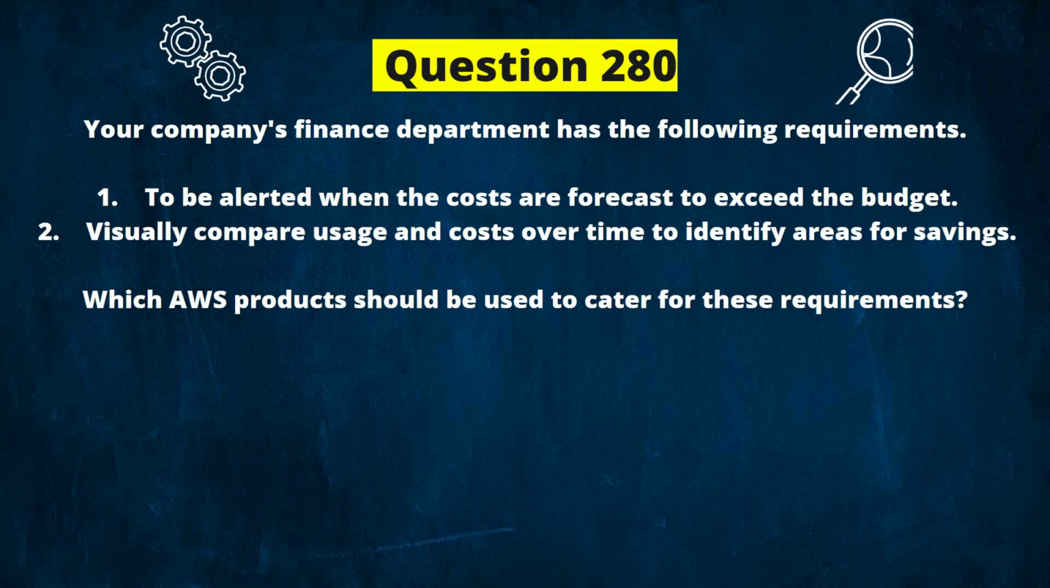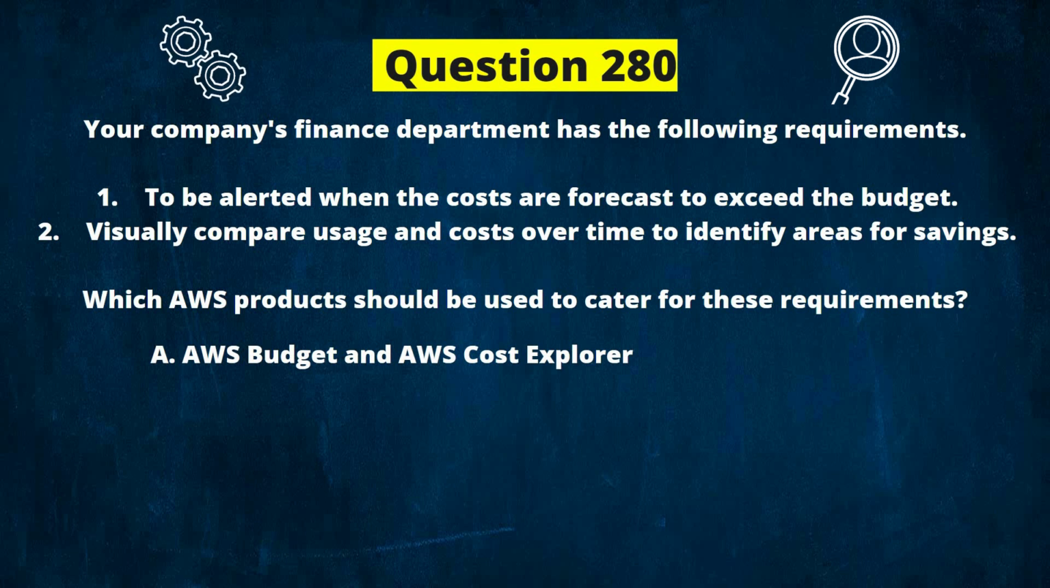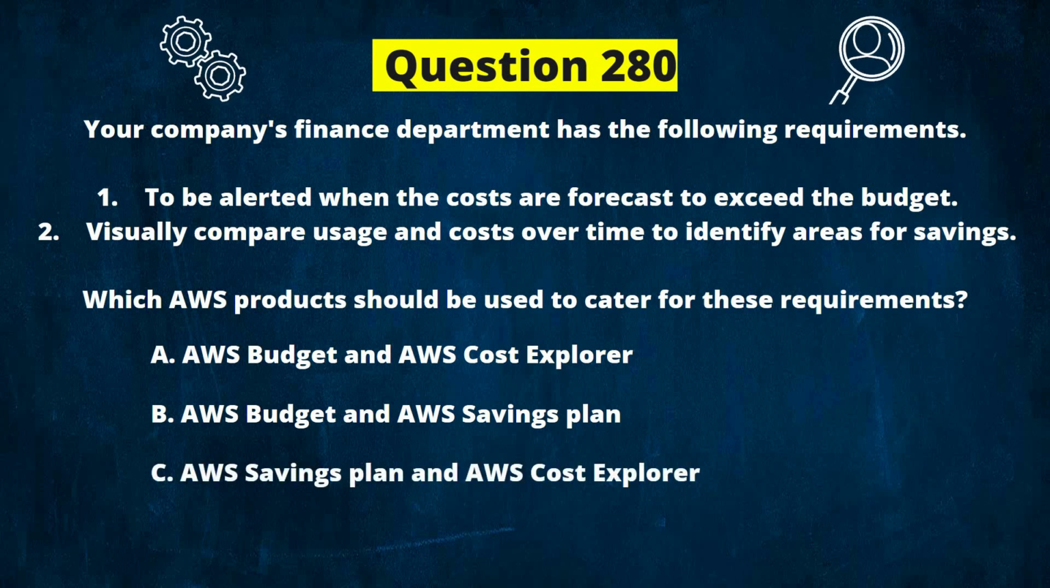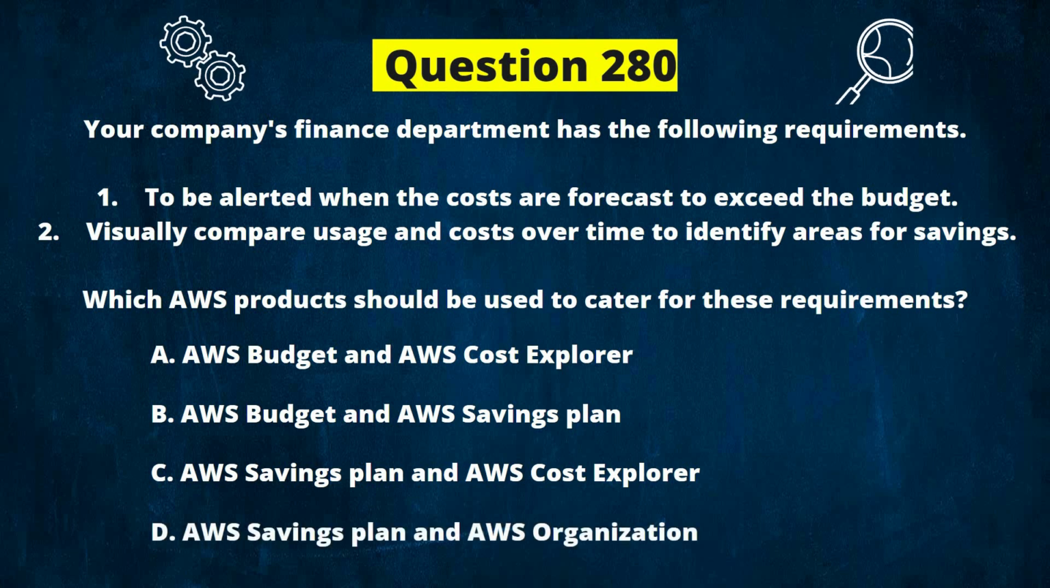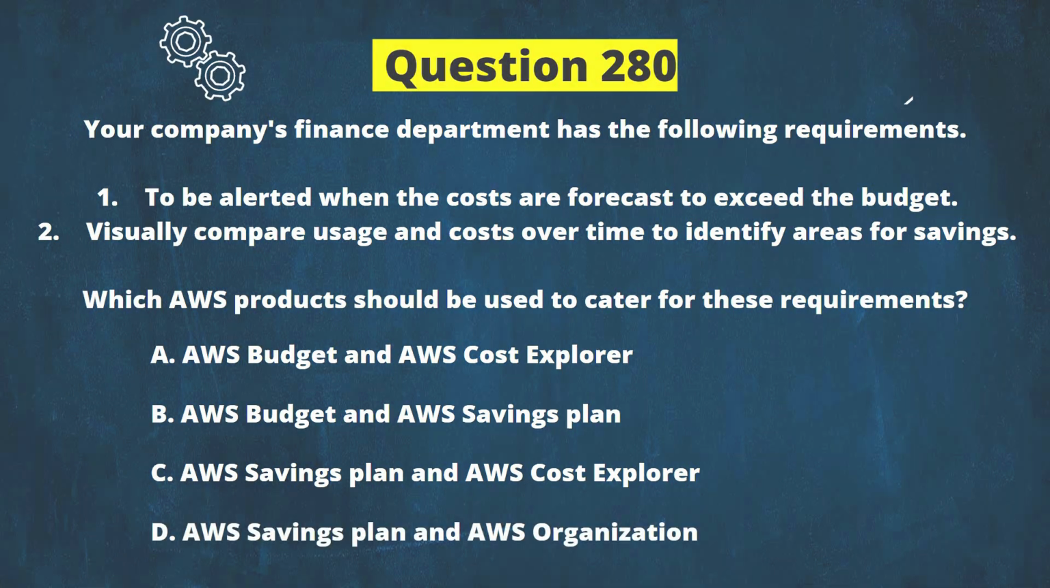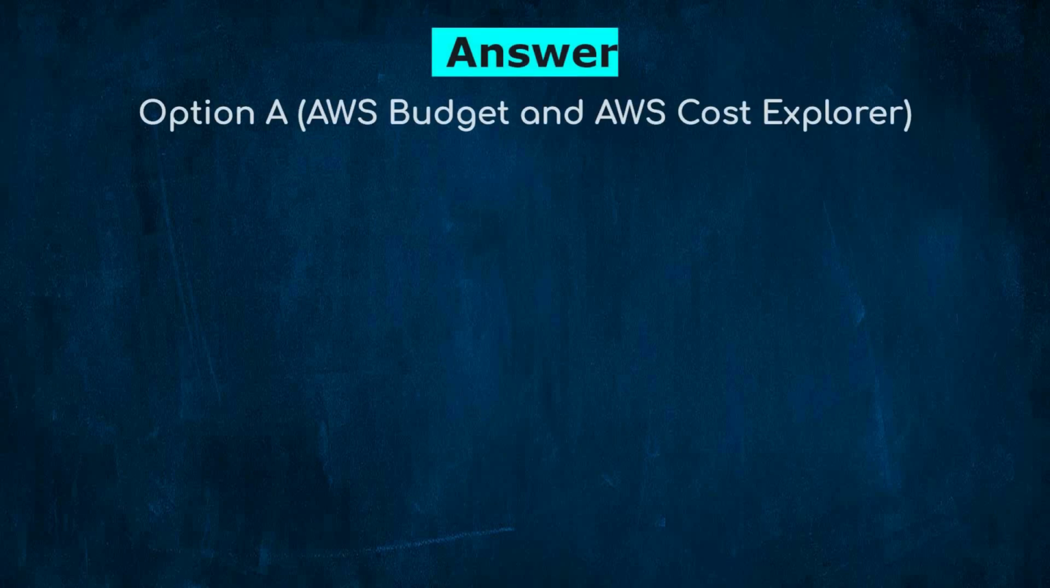Your company's finance department has the following requirements. Number 1, to be alerted when the costs are forecast to exceed the budget. Number 2, visually compare usage and cost over time to identify areas for savings. Which AWS product should be used to cater for these requirements? And the options are A, AWS Budgets and AWS Cost Explorer. B, AWS Budgets and AWS Savings Plan. C, AWS Savings Plan and AWS Cost Explorer. D, AWS Savings Plan and AWS Organizations. And the correct answer is option A, AWS Budgets and AWS Cost Explorer.